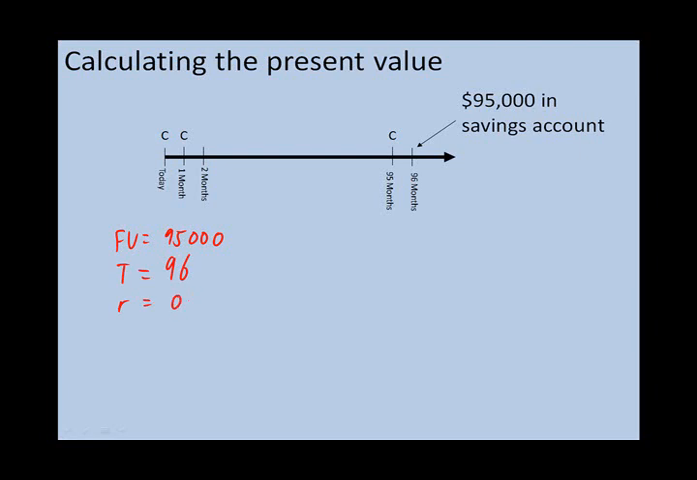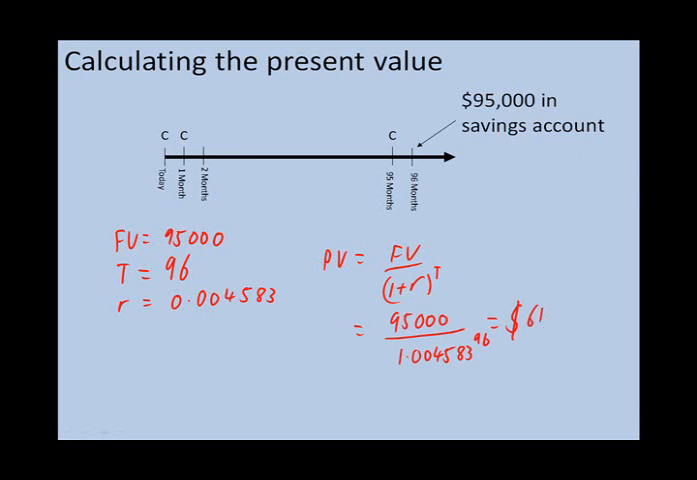We know all the inputs, so we know that the present value is equal to the future value divided by 1 plus r to the power t, which equals 95,000 divided by 1.004583 to the power 96, which equals $61,246.95. Now that we know the present value of the $95,000 in 96 months' time, we can use our annuity due formula.